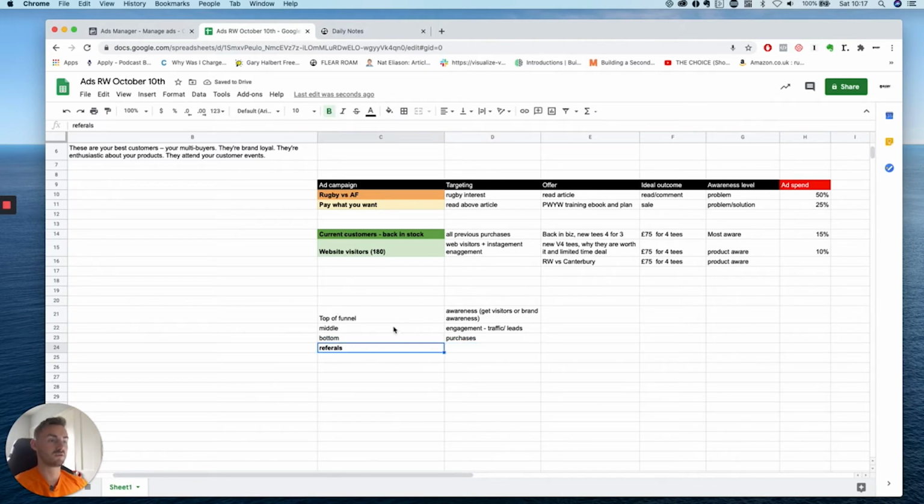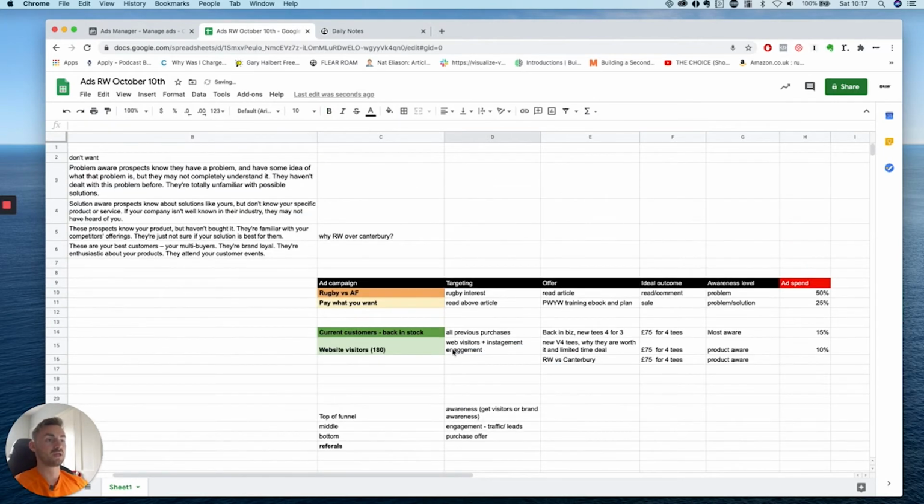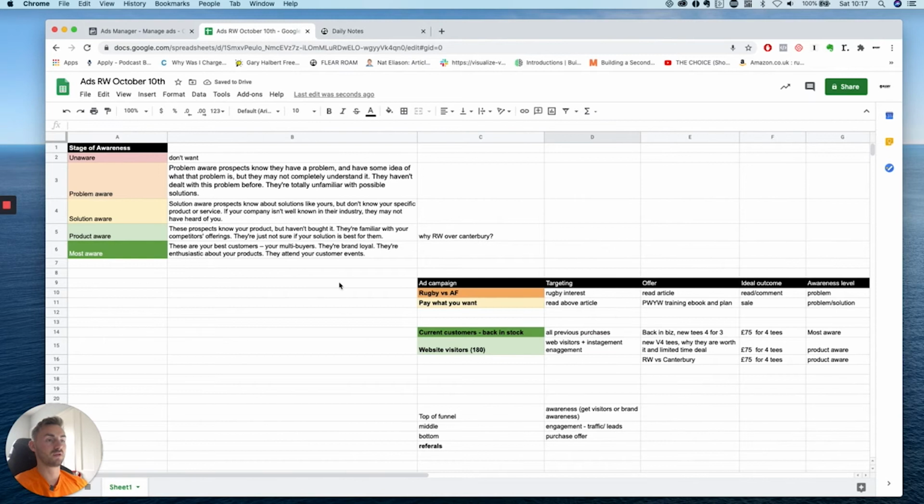So you can skip the top of the funnel for them. You can go straight into bottom funnel stuff, or middle funnel stuff again, get them re-engaged with your website and your leads, and then get them back down to a purchase offer. But yeah, that's it really. I'll check back in once I've done these ads, and then we can track their progress.